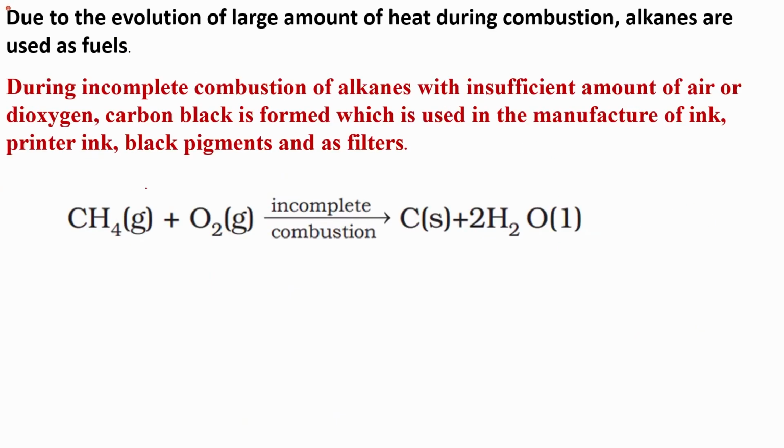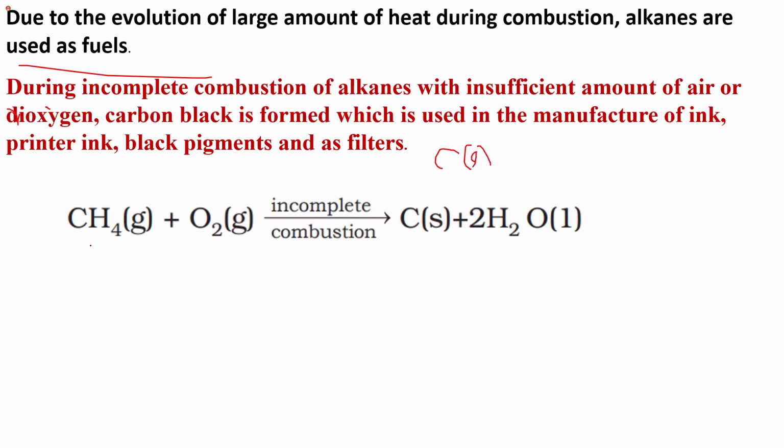Okay, so due to the evolution of a large amount of heat during the combustion of this reaction, the combustion of alkanes is used for fuels, as I already told you. Now they are talking about incomplete combustion. So during incomplete combustion of alkanes with an insufficient amount of air or dioxygen, carbon black is also formed. So carbon black means what? Carbon, a solid. Carbon black means the solid.